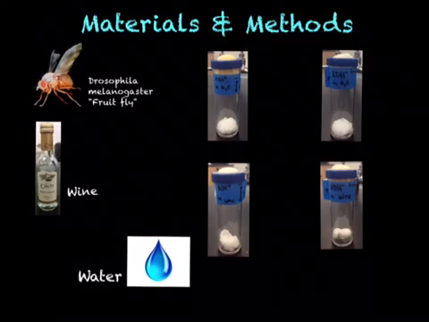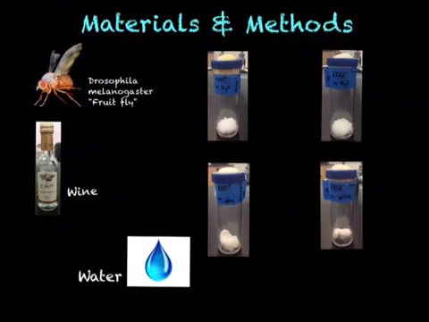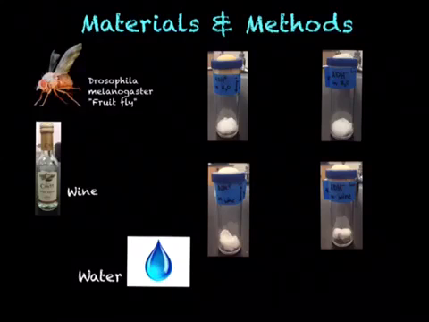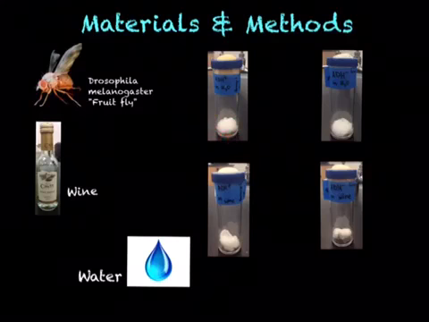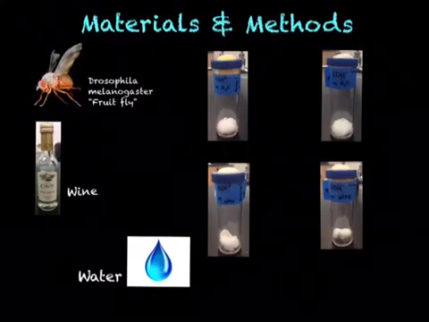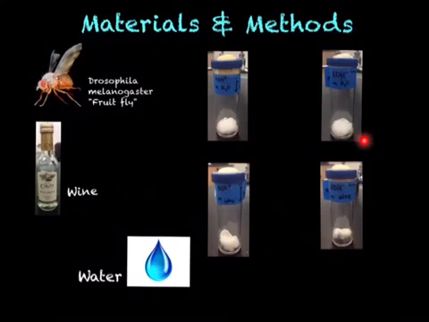Materials and methods. For this experiment, the materials needed were fruit flies, wine, water, and vials. Now, as you can see, we have 4 pictures of 4 different vials. In the first one, we put a cotton ball that was soaked in water, and then the flies that were put in there were ADH plus, which means they weren't mutants. And in the second vial of water, they were ADH minus.